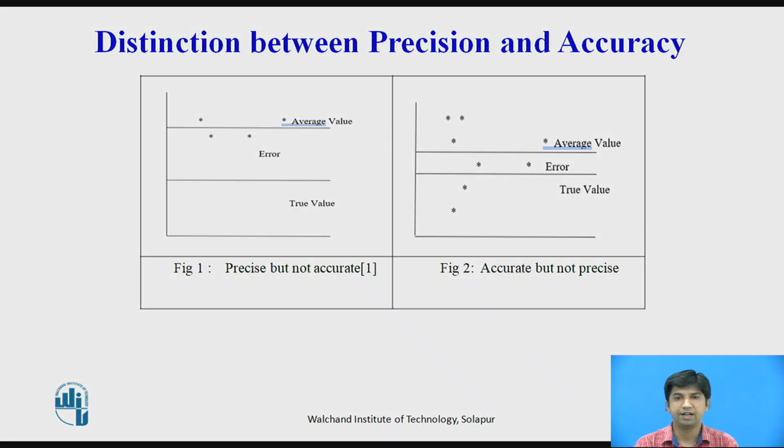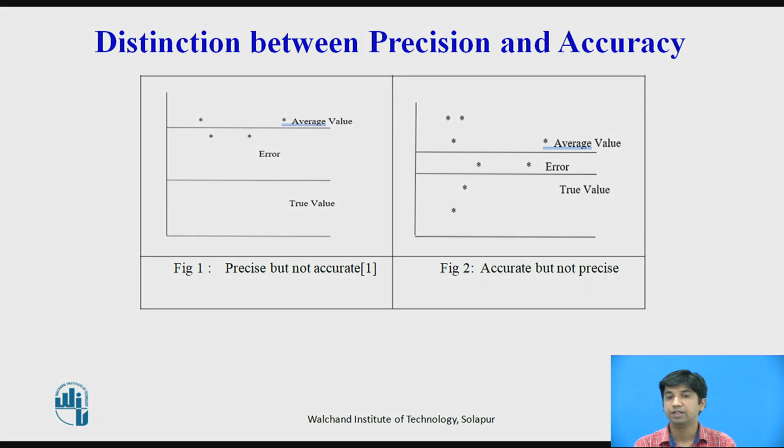Now let us try to understand the difference between precision and accuracy by the following example. Here the measurements are made on a component by different types of instruments A, B and C respectively, and the results are plotted. Figure 1 shows that the instrument is precise since the results of the number of measurements are close to the average value. However, there is a large difference between the true value and the average value, and hence it is not accurate.